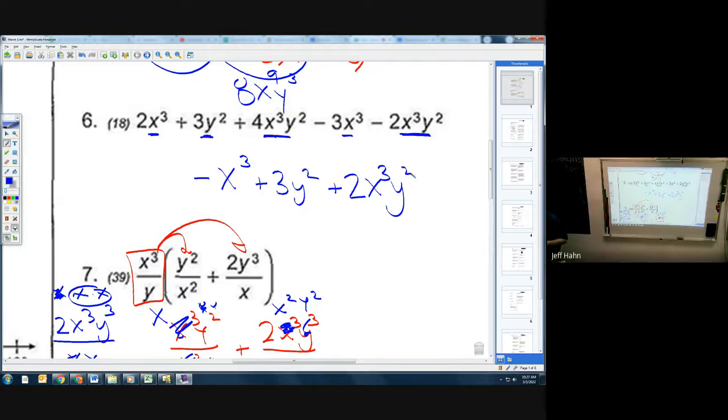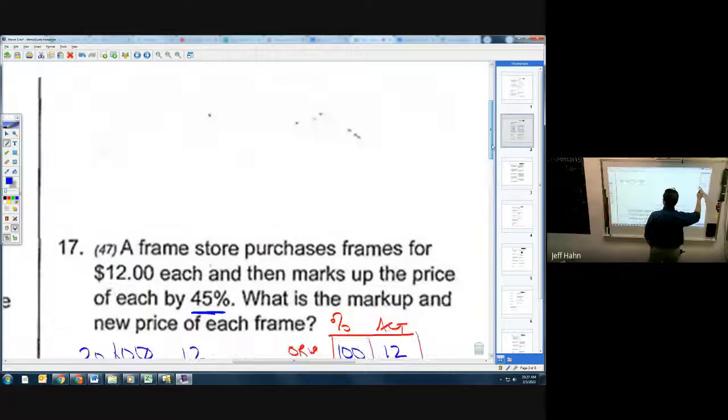I've got time for one more. Rachel Dixon. 16. Everybody loves number 16.